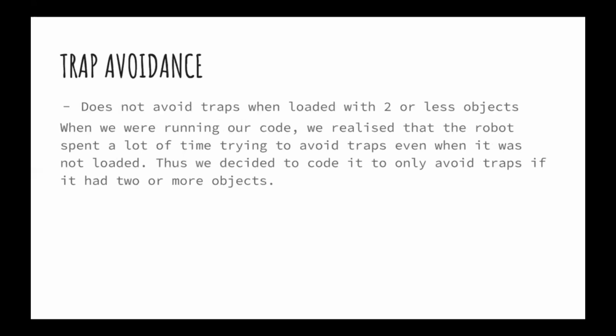Trap avoidance. Our robot does not avoid traps when loaded with two or fewer objects. When we were running our code, we realized that the robot spent a lot of time trying to avoid traps even when it was not loaded. Thus, we decided to code it to only avoid traps if it had two or more objects.